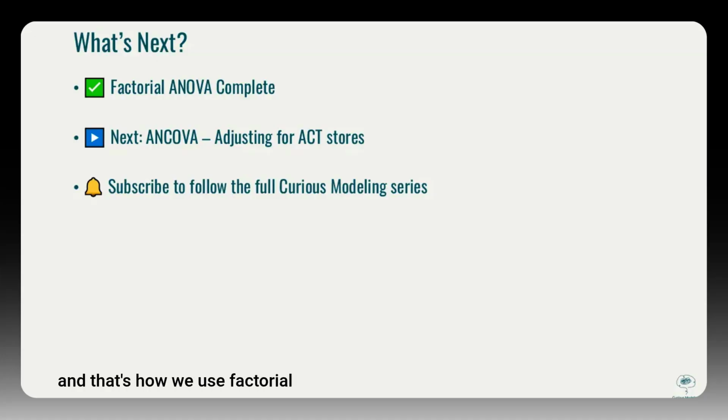And that's how we use factorial analysis of variance to see how student characteristics and supports impact academic outcomes. In this case, we found that declaring a major and attending SI both contribute to stronger GPAs, but their effects are independent. We do not see an interaction. Next up, we add ACT math score as a covariate to adjust for academic readiness using analysis of covariance.